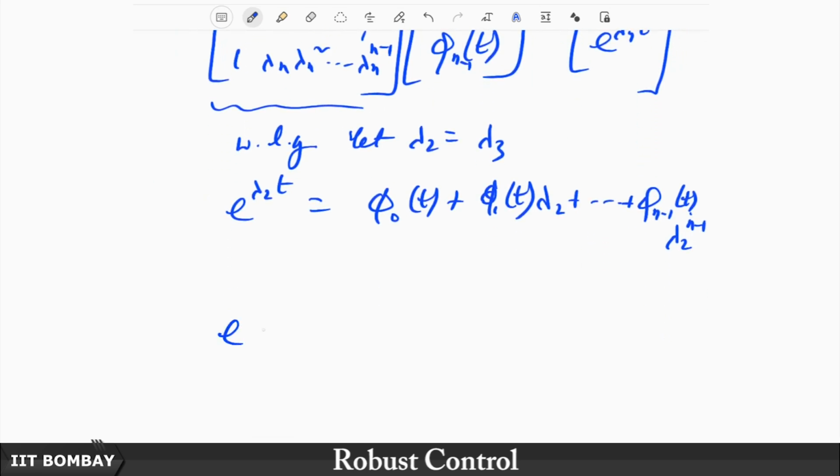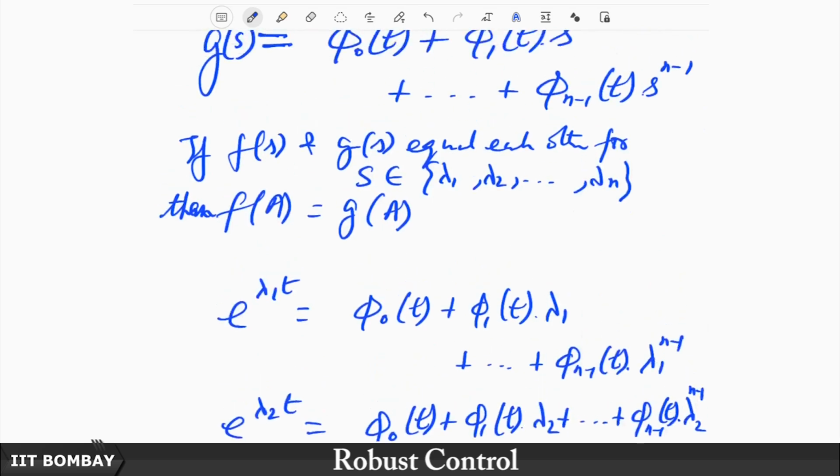And then you get the same equation back again when you do e to the lambda 3 t. Remember, lambda 2 is equal to lambda 3. So, this does not generate any new equation. So, what do we do? What we do is quite simple, we take the derivative of this equation with respect to lambda and generate another equation, at lambda equal to lambda 2, of course.